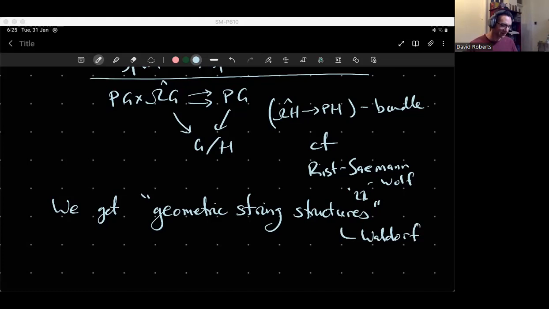They look like there should be string connections. There should be connections for these higher geometric bundles. And we get explicit formulas to give the things that he defined in his article. Anything else? Yeah. And so this is part of an evolving story.